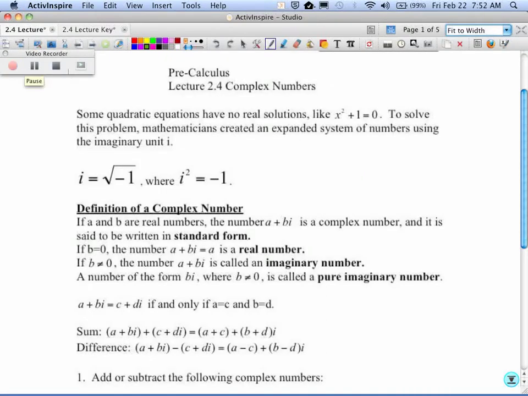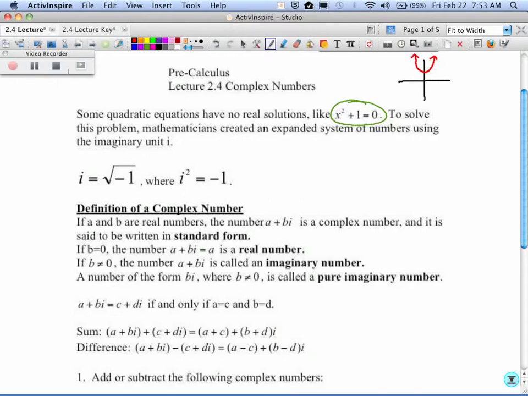So in 2.4, we start to introduce what we call complex numbers, and it's when you take the square root of a negative number. So if you look at x squared plus 1, if we would graph this thing, so when I graph the x squared plus 1, it is a U-shaped graph, a parabola shifted up 1, right? And my question would be, does this thing touch the x-axis?